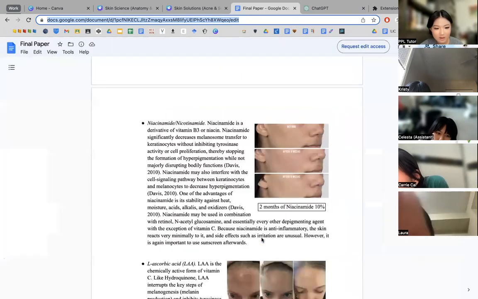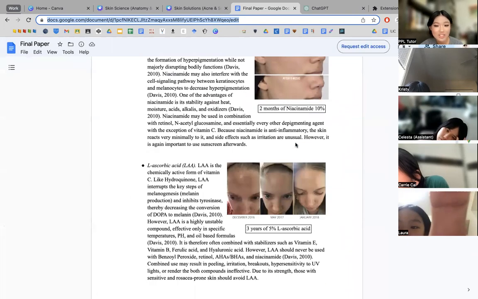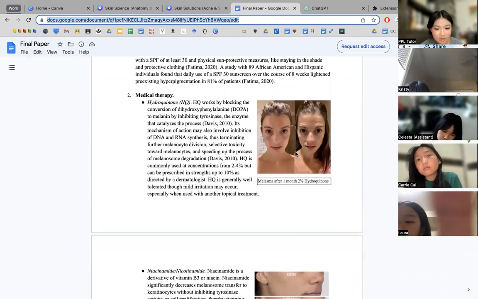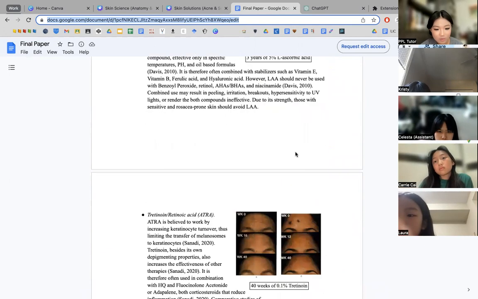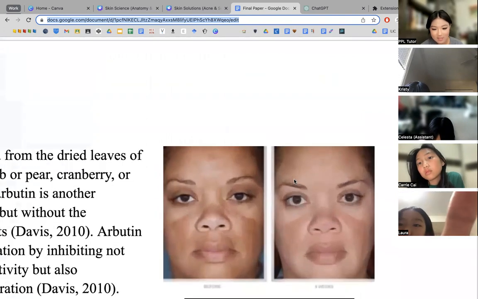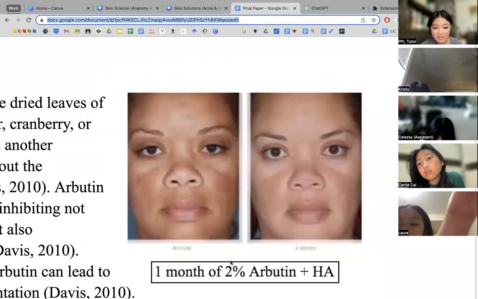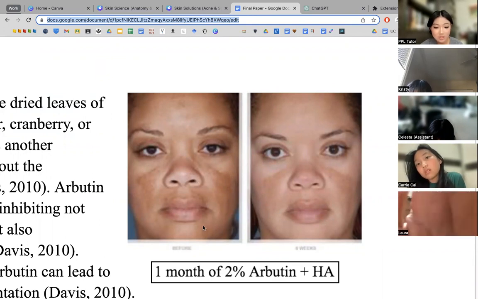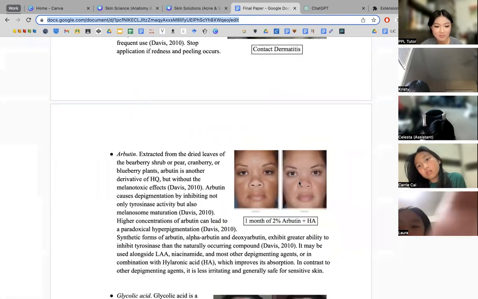All right, and that's just 2 months. Imagine if you continued for a whole year. And then let's see, where's arbutin? Alpha arbutin. Kojic acid. There we go. So you can see, as I said, arbutin and hyaluronic acid is very potent. This woman over here, she had some very severe pigmentation, and see what 1 month of arbutin did. That difference is very stark.